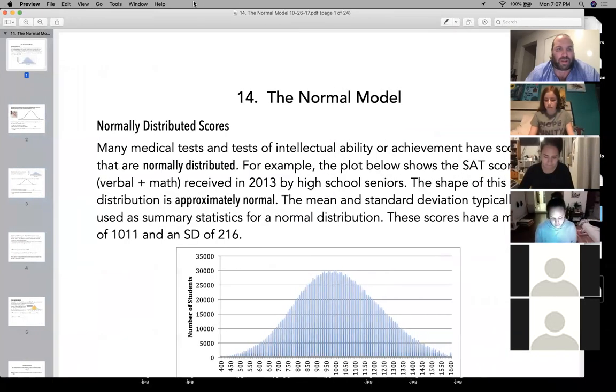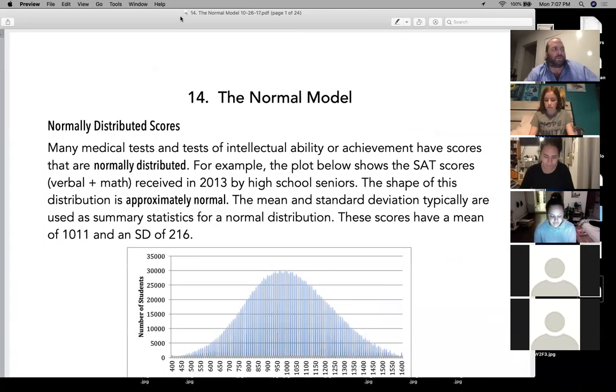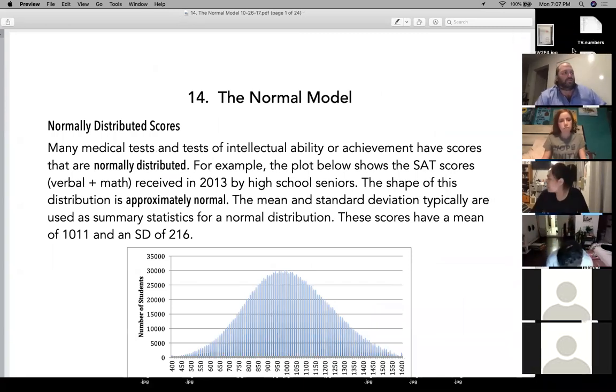I'm going to share my screen and we are on chapter 14 on what's called the normal model. The normal distribution or the normal model is without question the most important distribution in statistics. It occurs all over the place, both as a distribution in its own right and as an approximate distribution for many other situations. This one is extremely important.